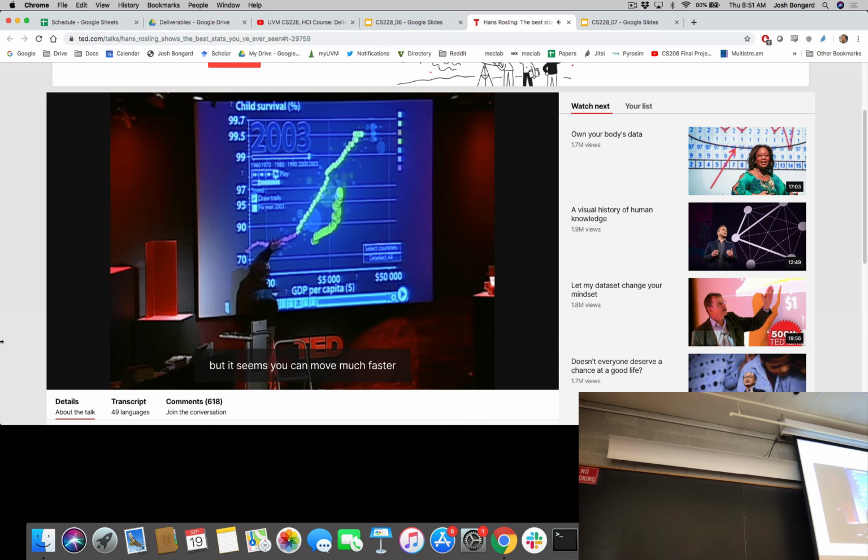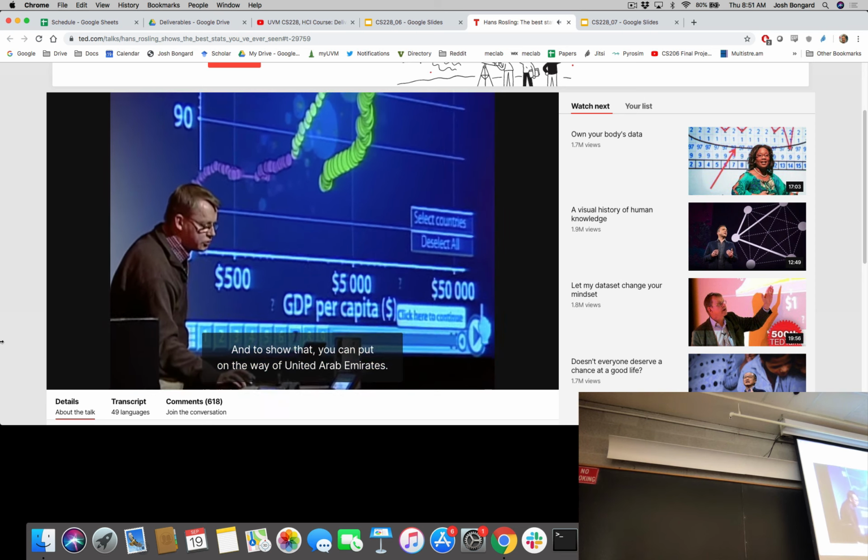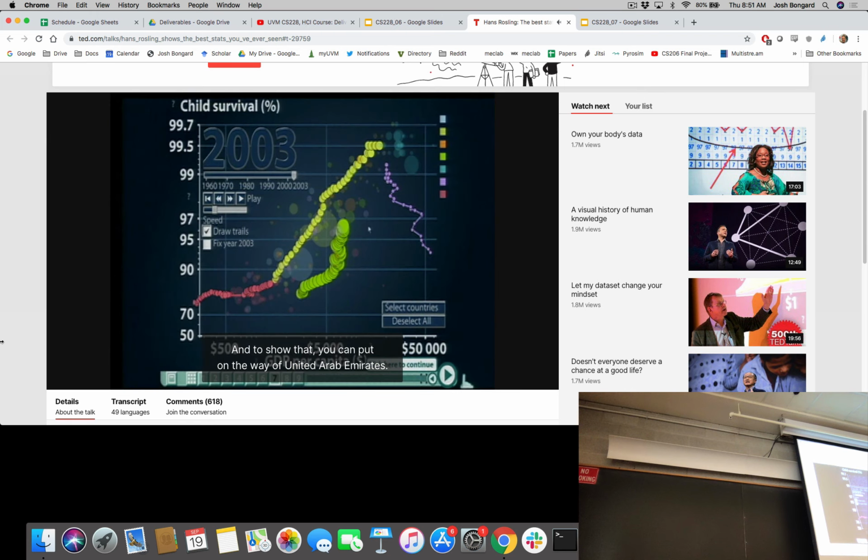But it seems you can move much faster if you are healthy first than if you are wealthy first. And to show that, you can put on the way of United Arab Emirates. They came from here. A mineral country. They catch all the oil, they got all the money, but health cannot be bought at the supermarket. You have to invest in health.